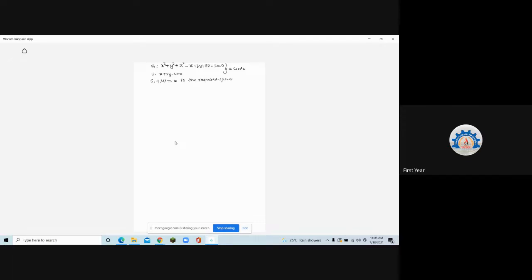And this sphere is passing through which point? R point. Correct, passing through (0, 0, 3), and that's why I'll put that point and I'll get the value of lambda. So x square plus y square plus z square minus x plus 3y plus 2z minus 3, this is your S1, plus lambda into u is x plus 5y minus 6 is equal to 0, passes through this point, put it in the equation. So 0 plus 0 plus 9 minus 0 plus 0 plus 6 minus 3 plus lambda times 0 plus 0 minus 6 is equal to 0.